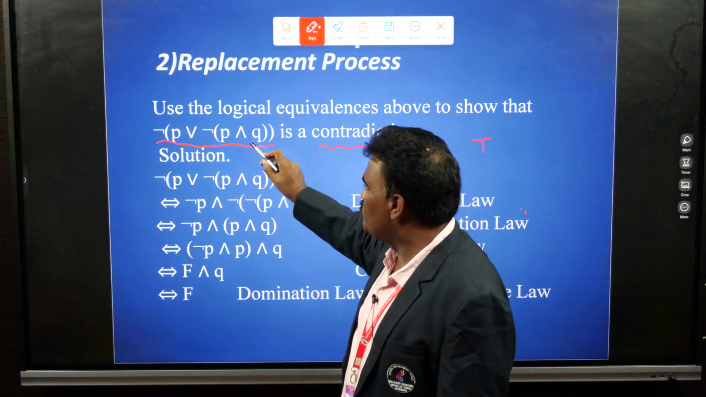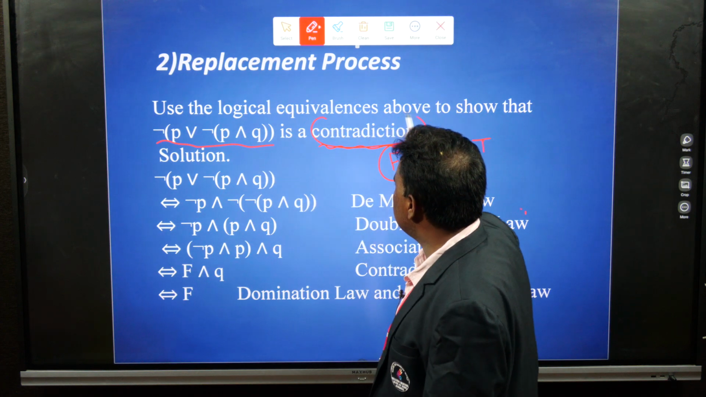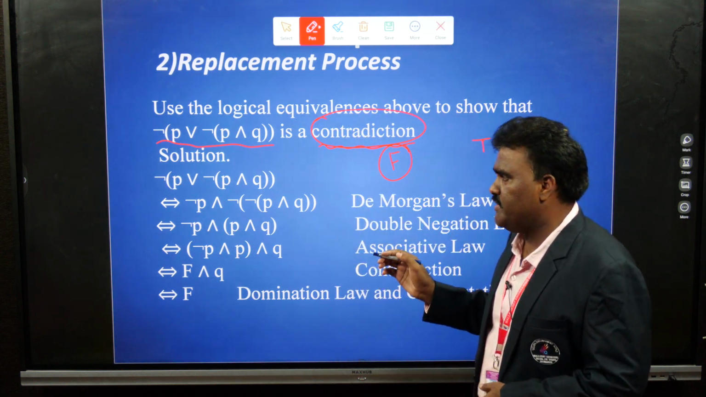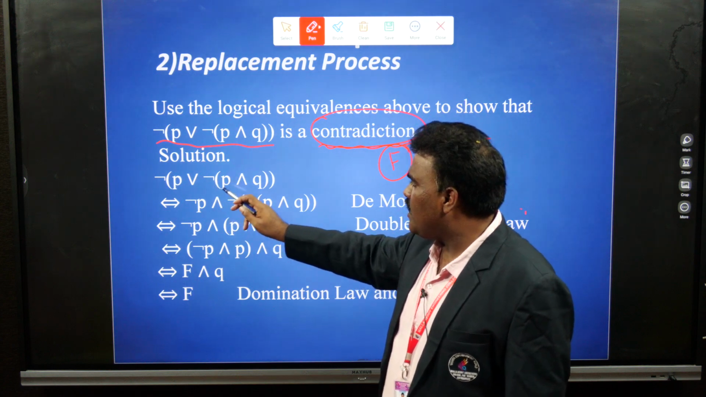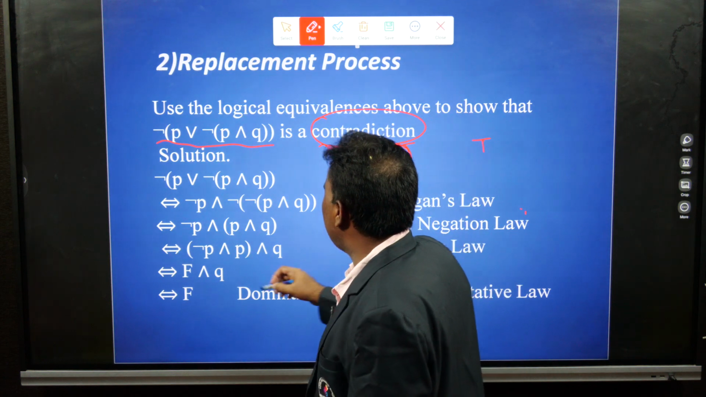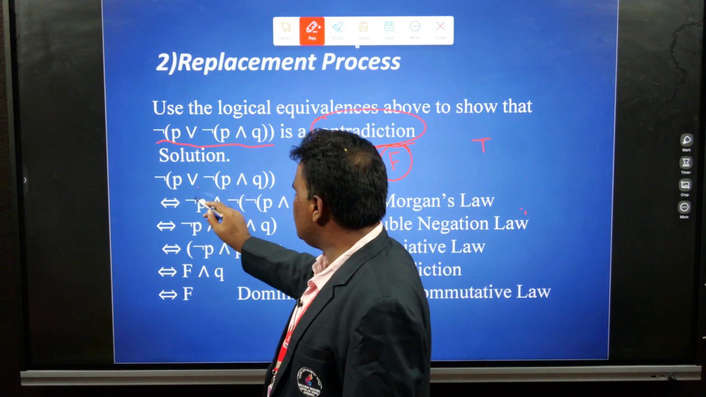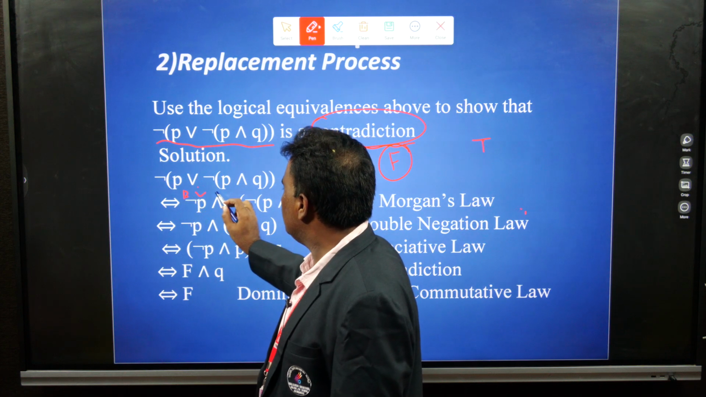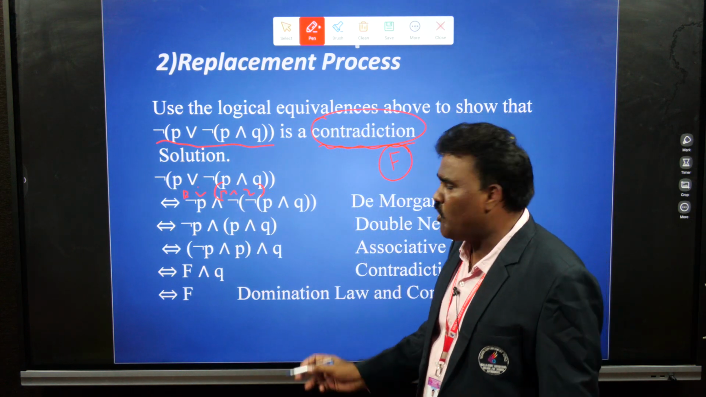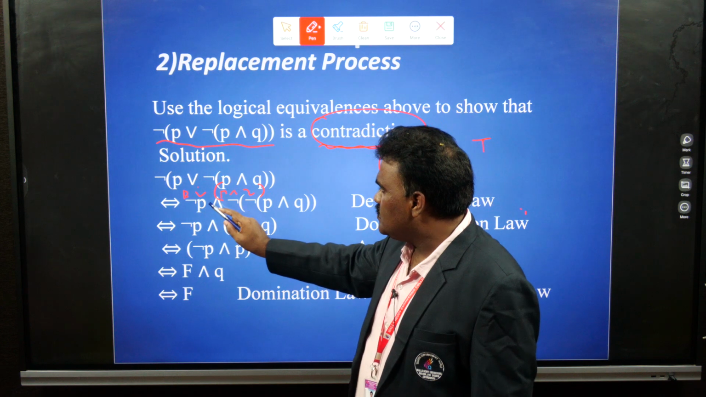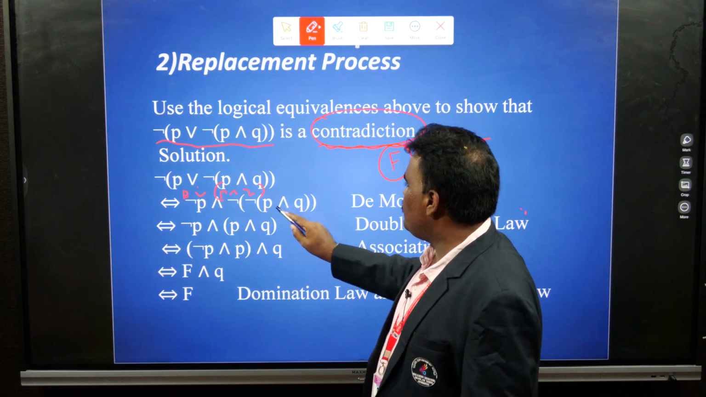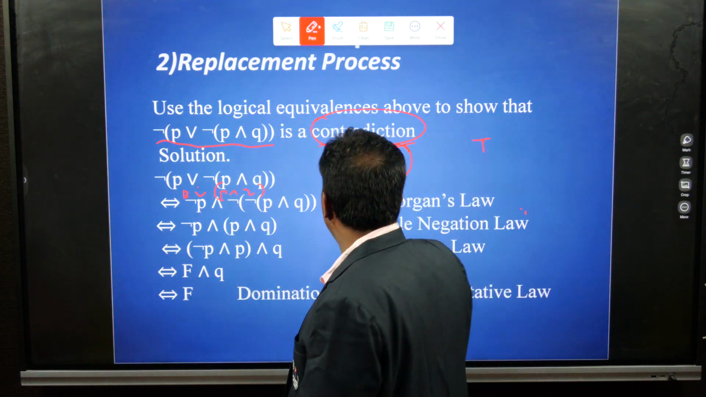So here we will see how we have to prove this to be a contradiction, by using different laws and replacement statements. Negation of P or negation of P and Q. Now I am applying De Morgan's law. If both operators are different, then we can easily apply De Morgan's law. So this is like negation P and negation of negation P and Q.